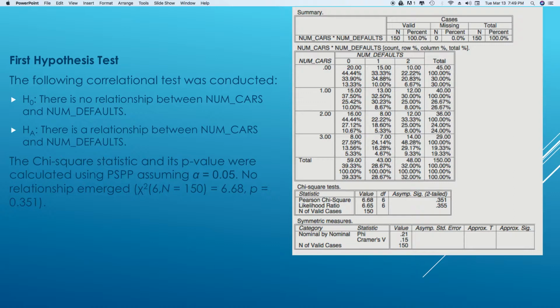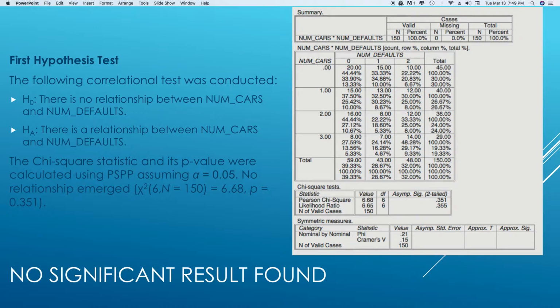So we see that our p-value is 0.351, and that is, of course, more than our alpha. So we can determine that no relationship emerged with the chi-squared 6 degrees of freedom, n, which equals the number of cases, equals 6.68, and again that was our chi-squared value, and our p-value was 0.351, which means no significant result was found. So we can move on to the next hypothesis test.